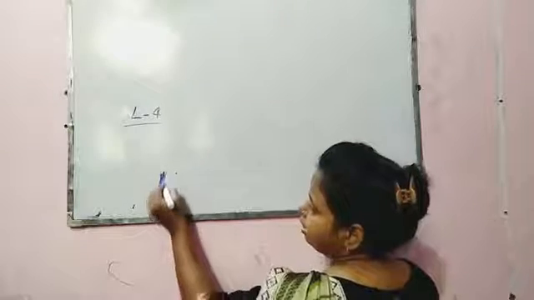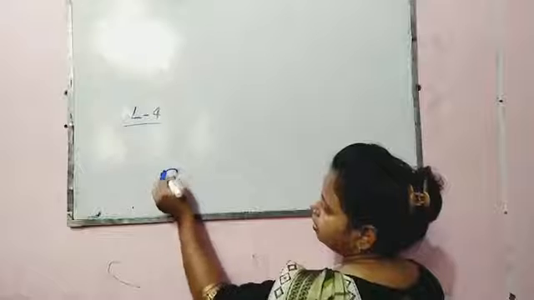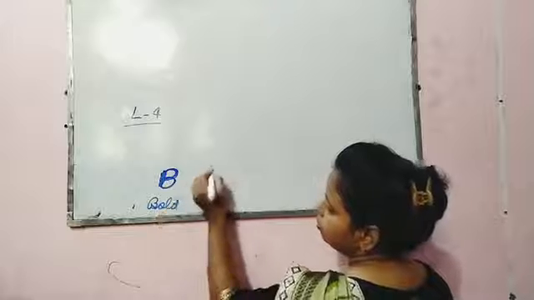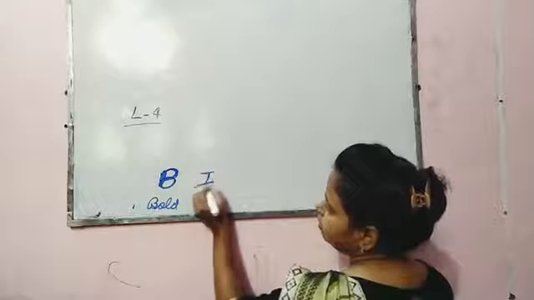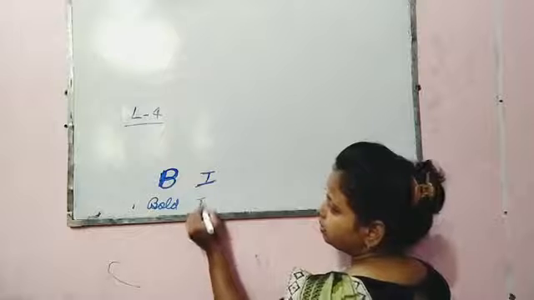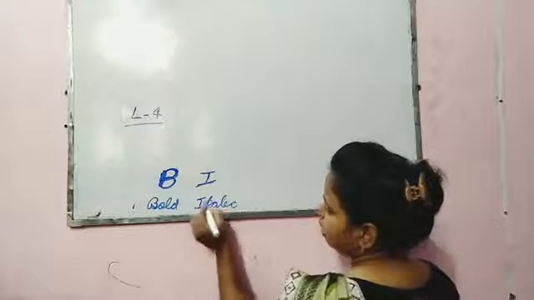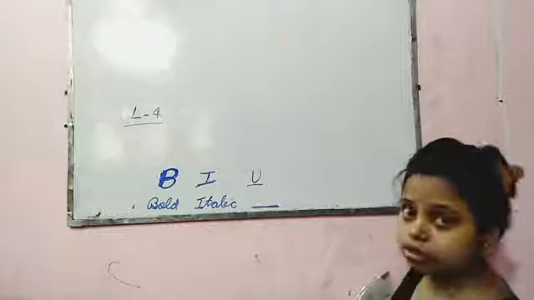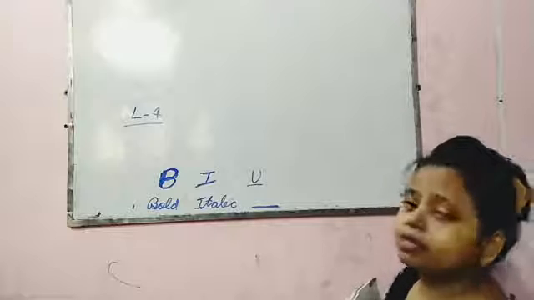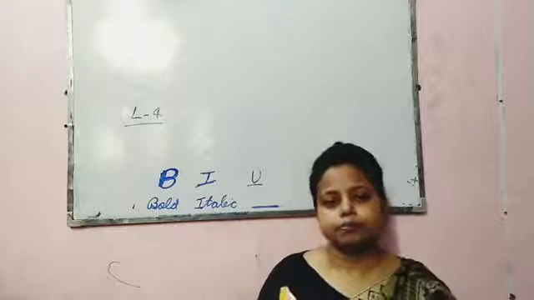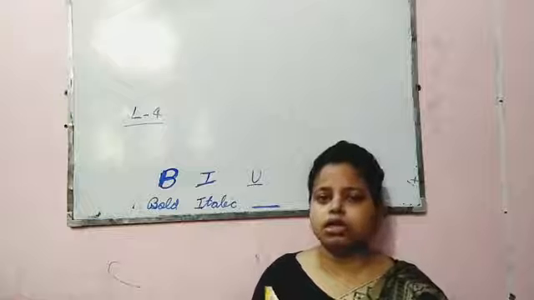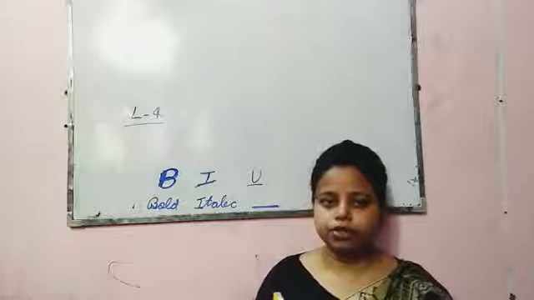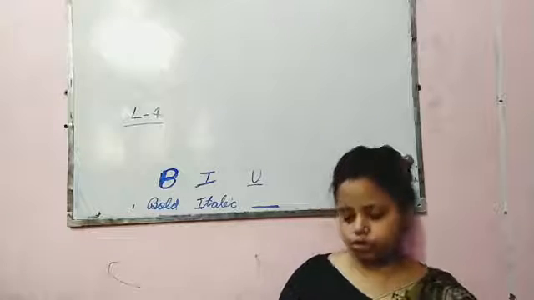Whenever you have written anything in the figure, this is bold. If anything is written slightly to the right side, that is italic, and underline you will also know. If you want to make underline, then you use the underline option. And from where will we get these three options? From the Home tab. When you are using the font option, there is a bold, italic, underline option. So you can use it according to your need.